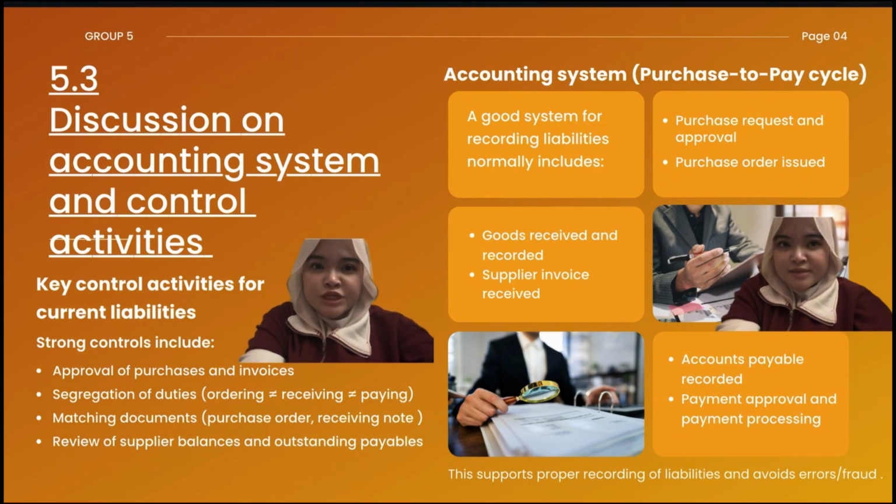First of all, purchases and invoices must be approved. Second, there must be segregation of duties, which means different people handling ordering, receiving, and paying. Third, documents like the purchase order and receiving note must be matched. Lastly, the company should reconcile supplier balances and outstanding payables regularly. These controls help prevent error and fraud and ensure liabilities are recorded correctly.